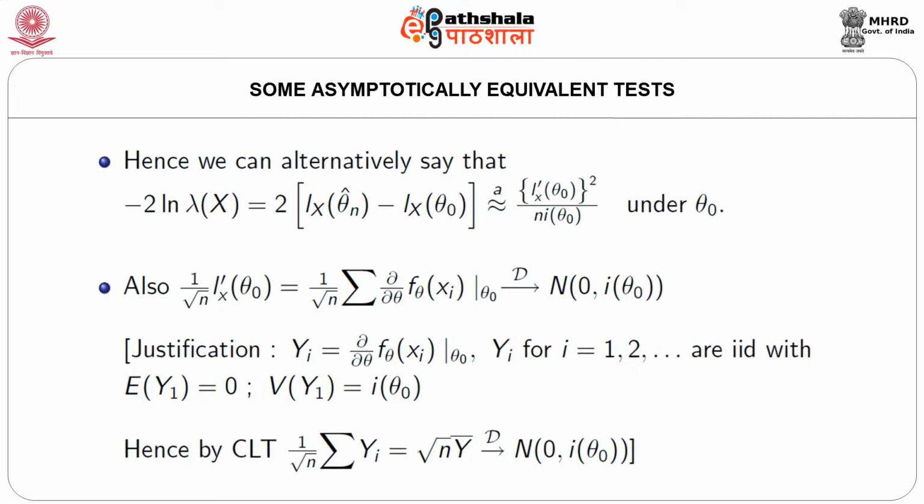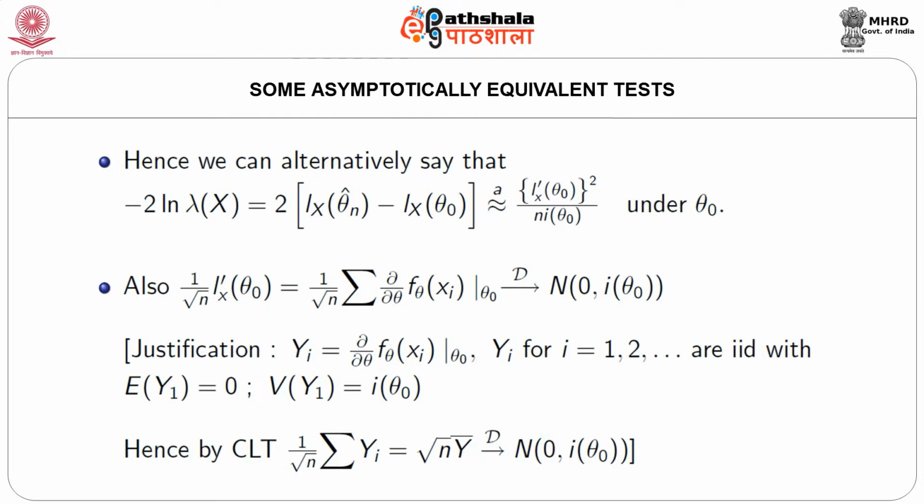Also, we can say that 1 by root n times small lx prime theta naught, which is actually 1 by root n times summation over i del theta of PMF or PDF f theta at xi given theta equal to theta naught, converges to normal 0 and variance I theta naught in distribution. Now, how to justify this asymptotic distribution?